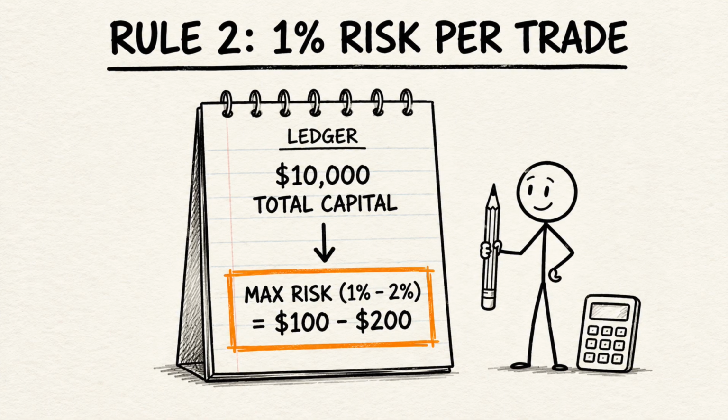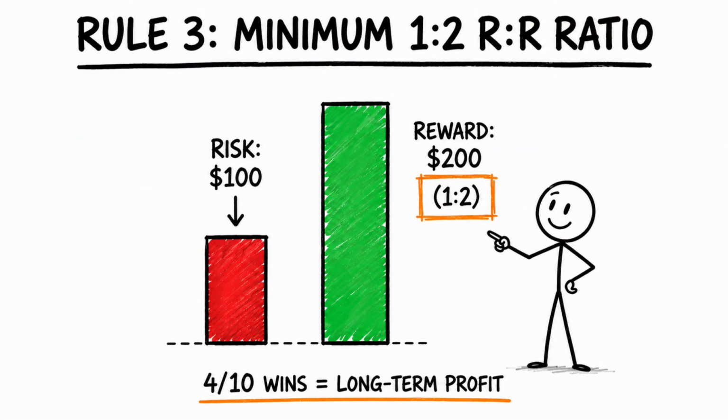1% risk per trade rule. Never risk more than 1% to 2% of your total trading capital on a single trade. If you have a $10,000 account, your maximum loss on a trade should not exceed $100 to $200. Minimum 1 to 2 risk to reward ratio. If you are risking $100, your take profit, TP, should be at least $200, 1 to 2 ratio. This means that even if you win only 4 out of 10 trades, you will still remain heavily profitable in the long run.